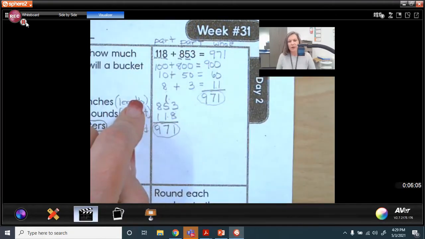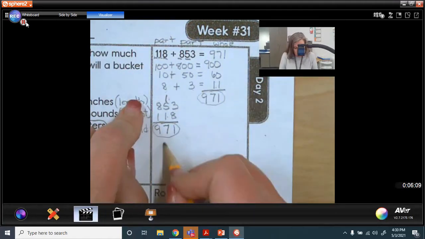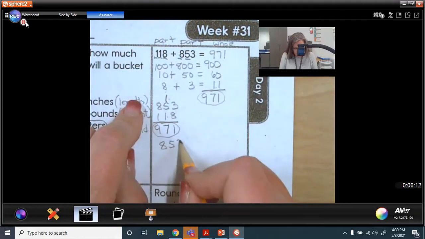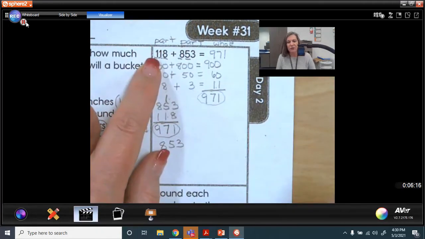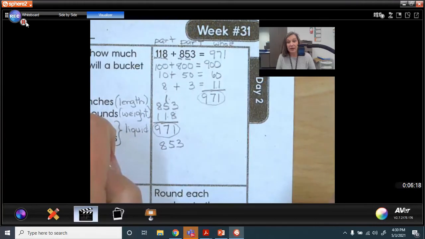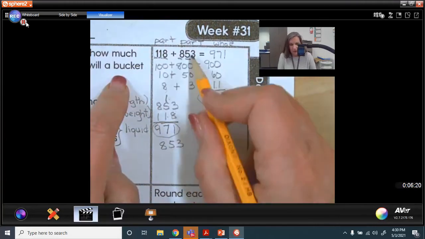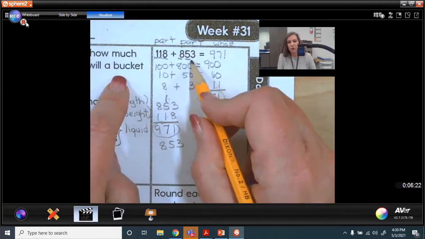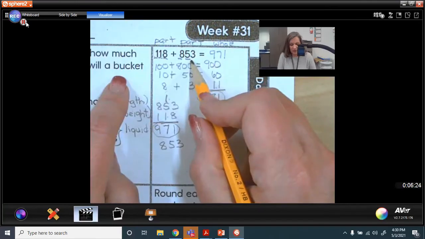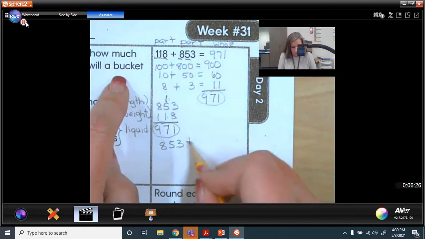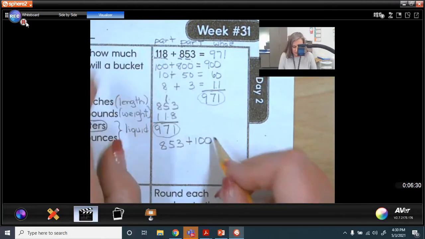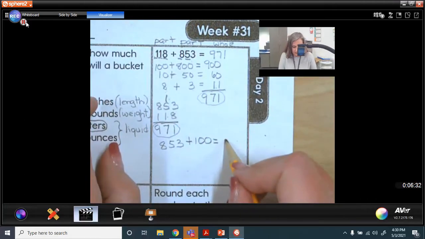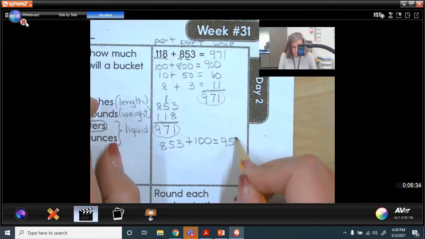Now I have one other way that I can do this, and it's starting with the 853, and I can add on each place value a little bit at a time. So if I take the higher of the two addends, which is 853, and add that 100 from the 118, then I have 953.